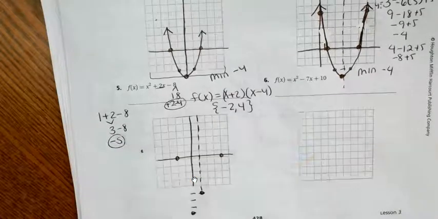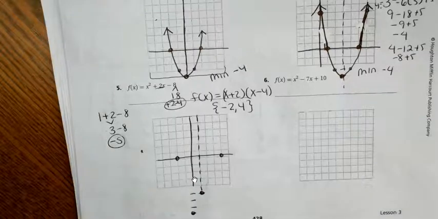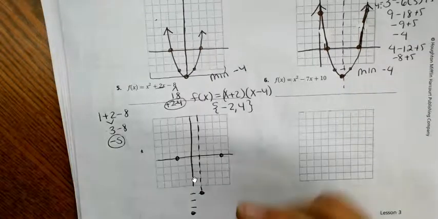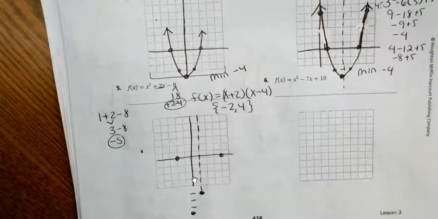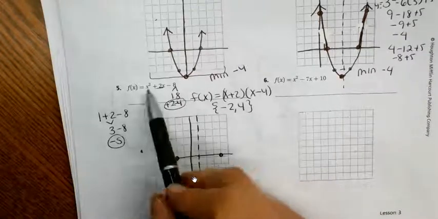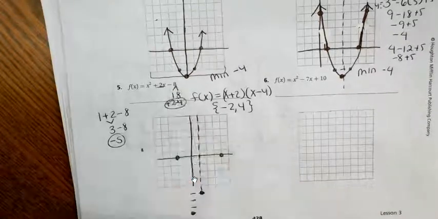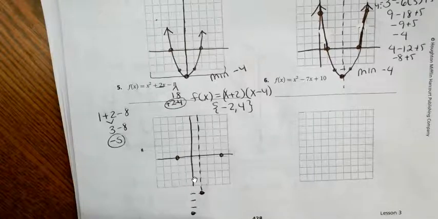That makes no sense. I messed something up. Probably this point, because these points are already there, right? So let's look. If I plugged in a 1, I had 1 plus 2 minus 8. 3 minus 8 is negative 5. So what did I do wrong? I plugged in a 0. I got 0 plus 0 minus 8 is negative 8.